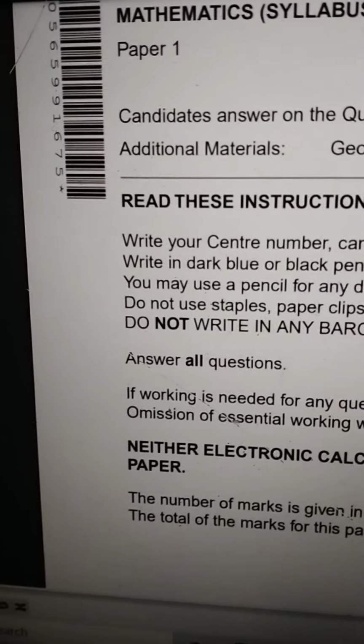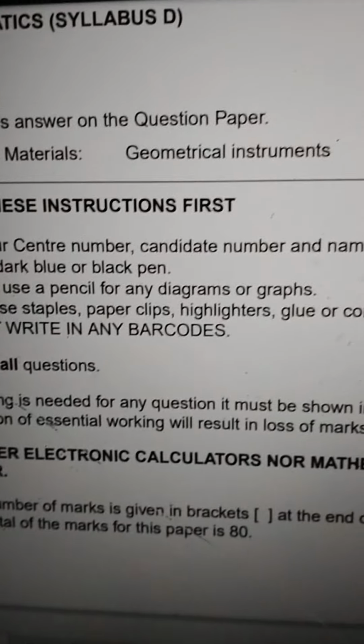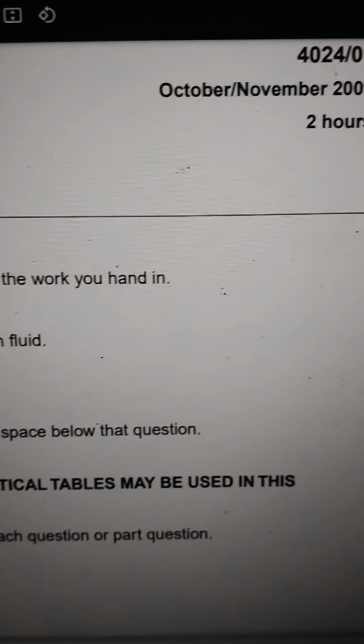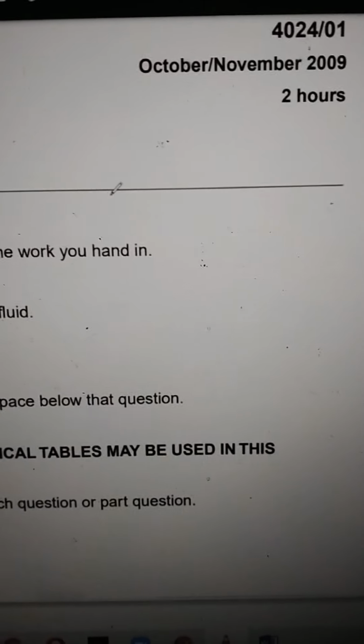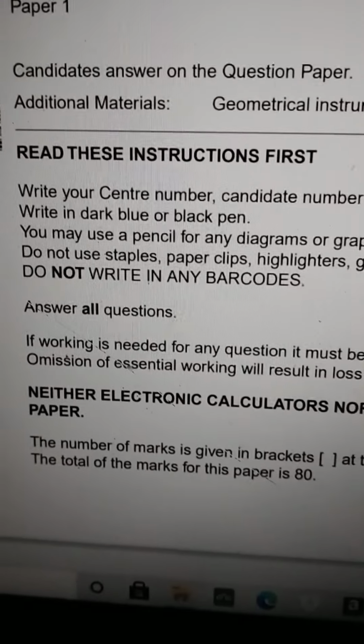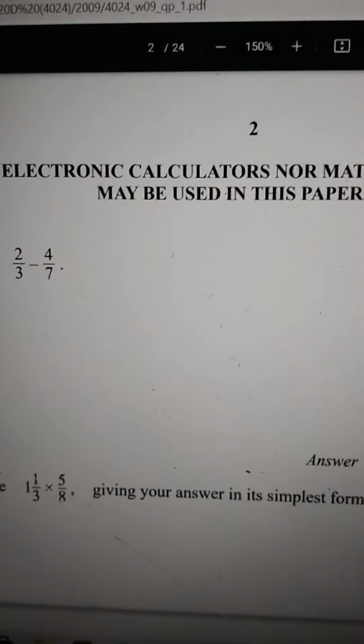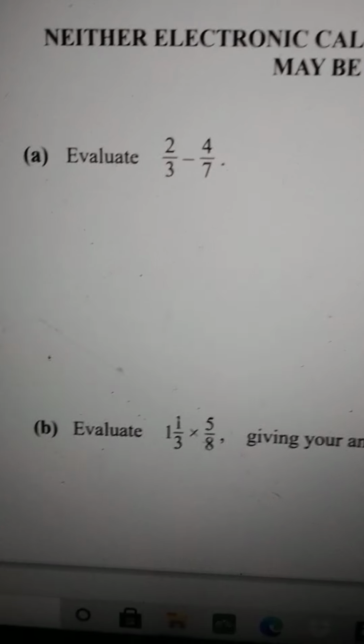This is October/November 2009, paper 1, and we are going to solve this one. The first question is a simple one.